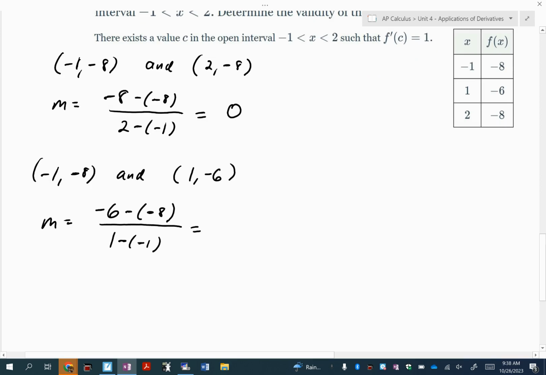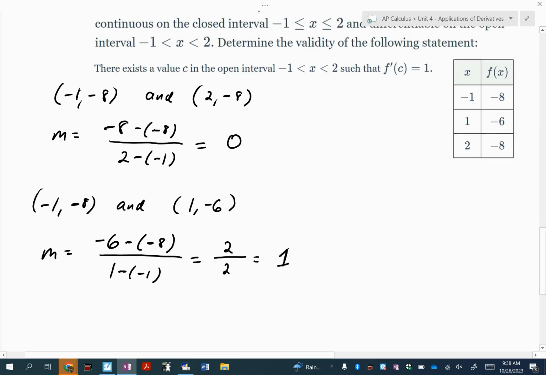All right, so what's -6 minus -8? +2. What's 1 minus -1? +2. 2 divided by 2 is 1. Now, what you should notice is that what I just found matches this slope here. So according to the mean value theorem, there is some x value, which we've called c, between -1 and +1, that when I take the tangent line at that value, the slope is also going to be 1.